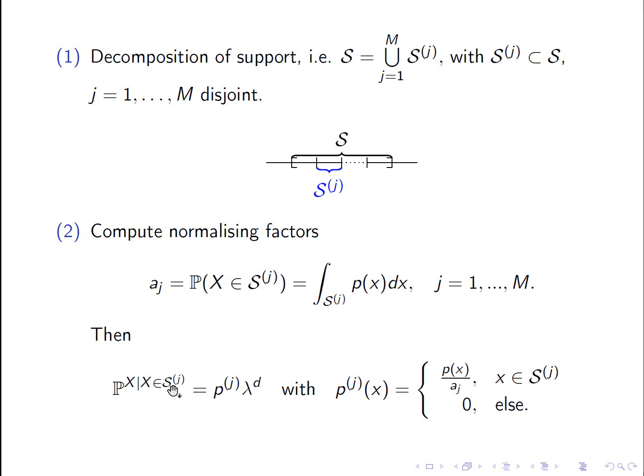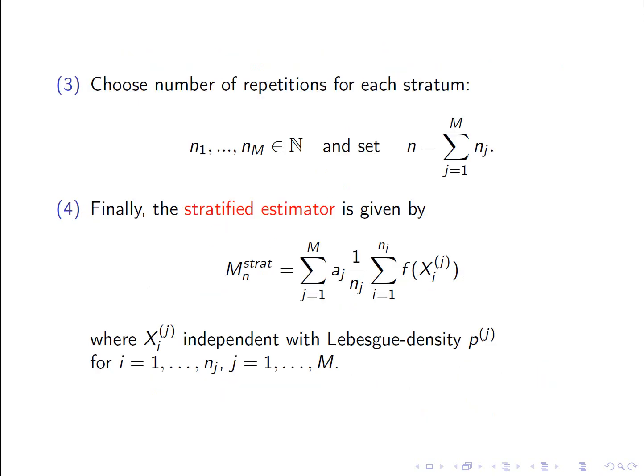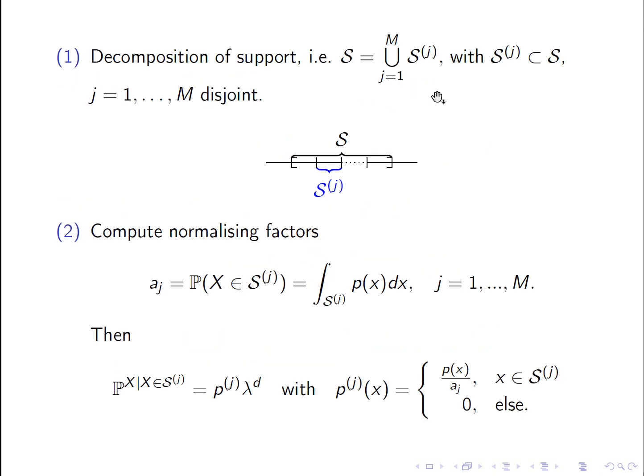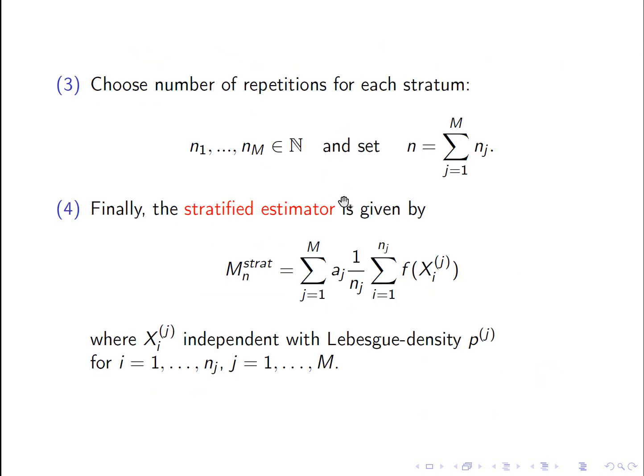Okay, so we have the decomposition of the support and the normalizing factors, and what's the next step? The next step is to choose the number of repetitions for each stratum. So what is a stratum? Well, the S_j's are called strata. So we decompose, then we think about sampling conditional on the S_j's, and in the next step we need to think about how many repetitions we need to assign for each stratum.